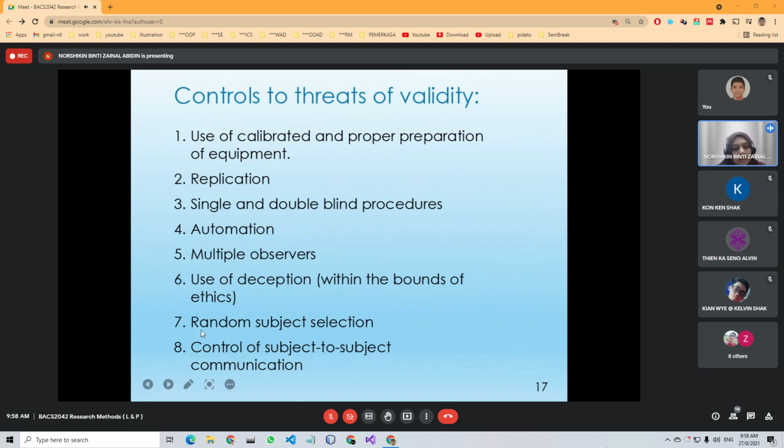And then random subject selection. This one again is to avoid bias. We cannot choose who to involve in the sample. For example, you want to study a group of students, we cannot choose we want this student, we want this student. Cannot. Random subject selection. Control of subject to subject communication. Control of them.